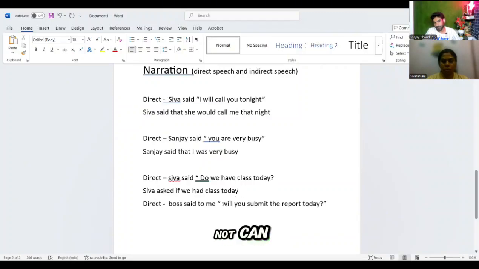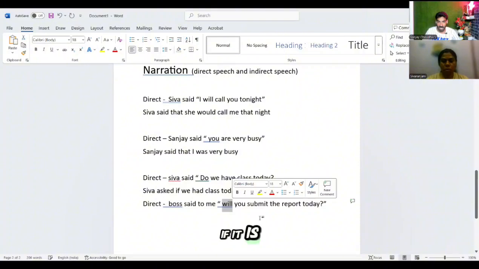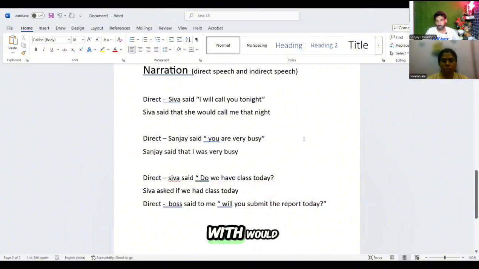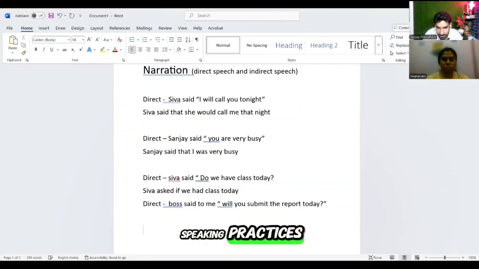But now "can" should be "would." You have to maintain that. If it is asked with "will," it should go with "would." Like, the boss asked whether I would submit the report today. Or instead of saying "today," you can say "that day," because maybe the boss said it to you on 13th of September, and now you are telling this to one of your family members on 20th of September. So that day, it should be "that day." Let's have one more example and then we go for the speaking practice.